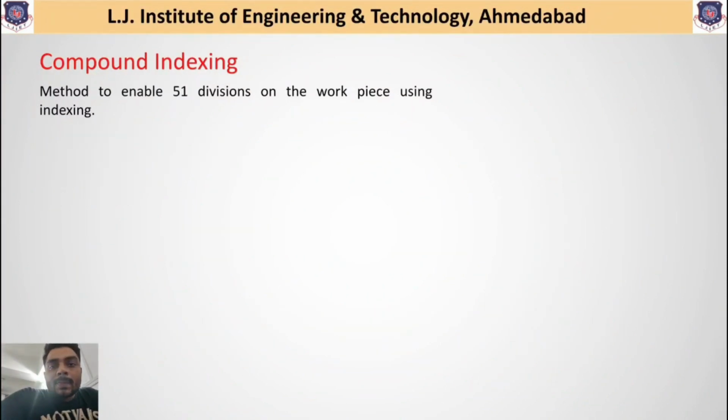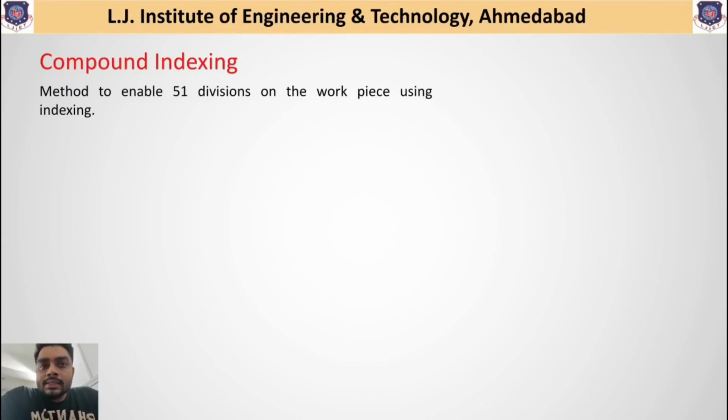Now let us take an example to obtain 51 divisions on the workpiece. First of all, select the proper indexing method, and as we now know the limitation of the first two methods, you can understand this. For this one can use the compound indexing or the differential indexing method, but as we are studying compound indexing, we will use compound indexing.